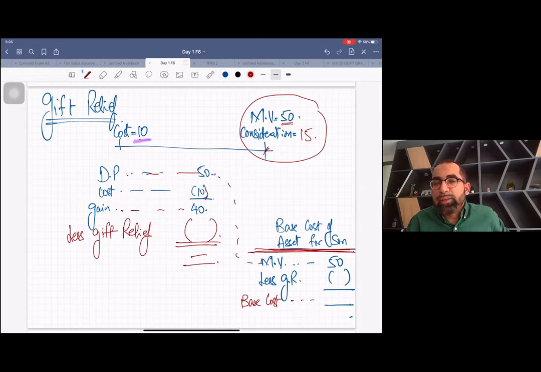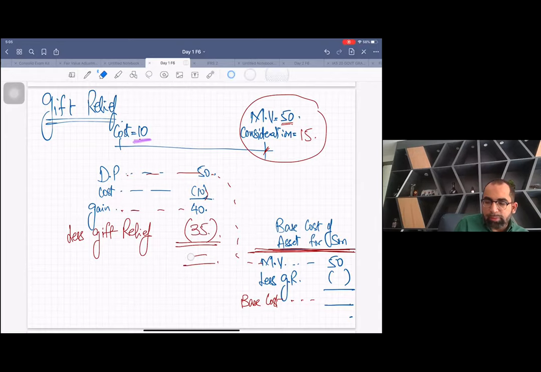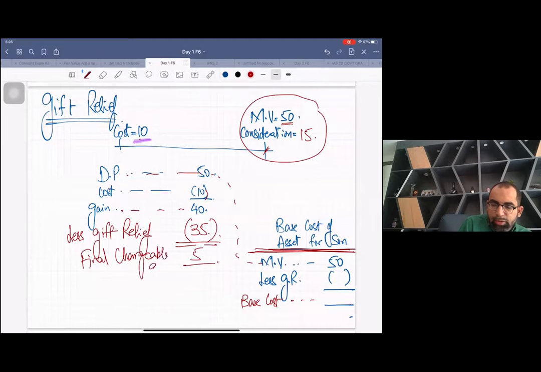How much gift element is there in this transaction? So the market value is 50 and consideration 15. So 35 is the gift element. So now only gift relief will be restricted to 35. So automatically your final chargeable gain for dad. Final chargeable gain for dad is five.